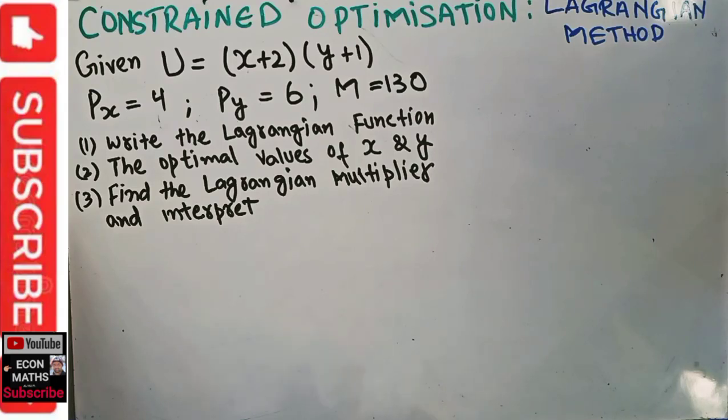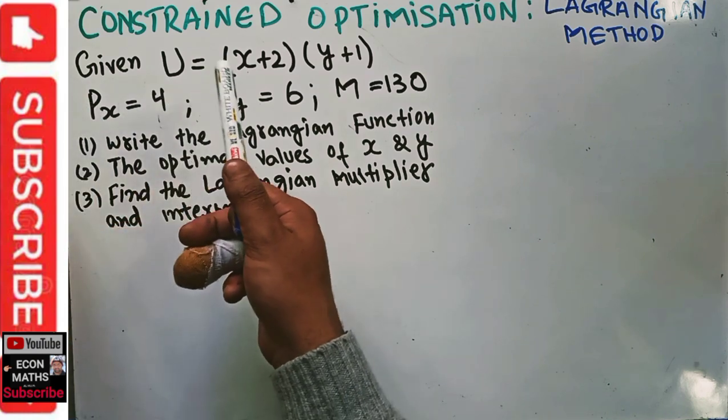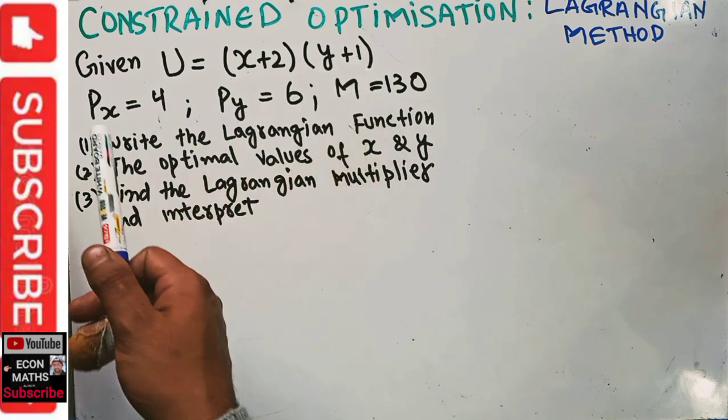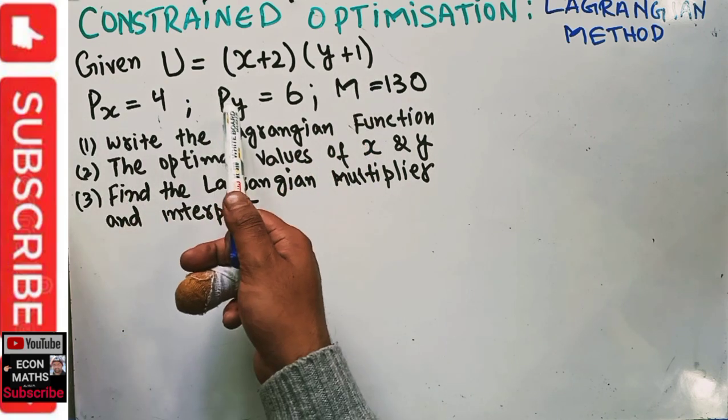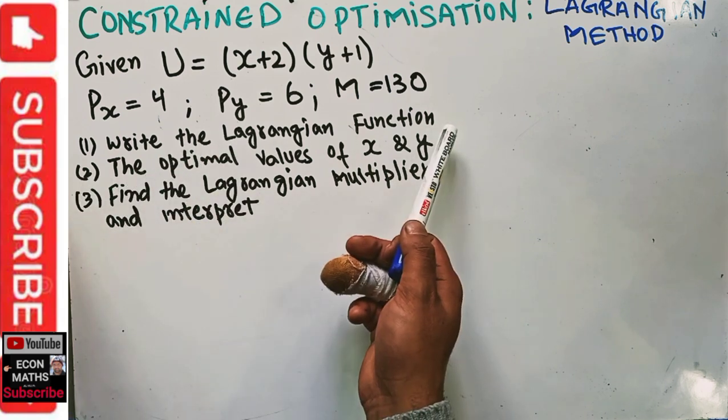In this video, we will solve a question on constrained optimization using the Lagrangian method. The question is: given the utility function u = (x + 2)(y + 1), where x and y are the two goods, the price of good x is 4 and the price of good y is 6. Income is 130. We have to write the Lagrangian function first.